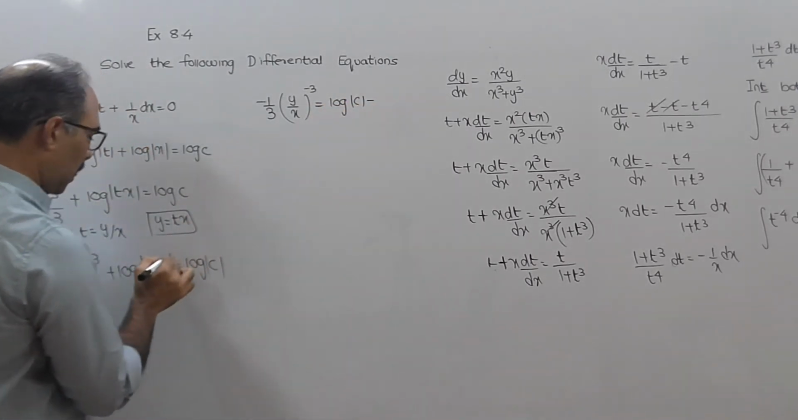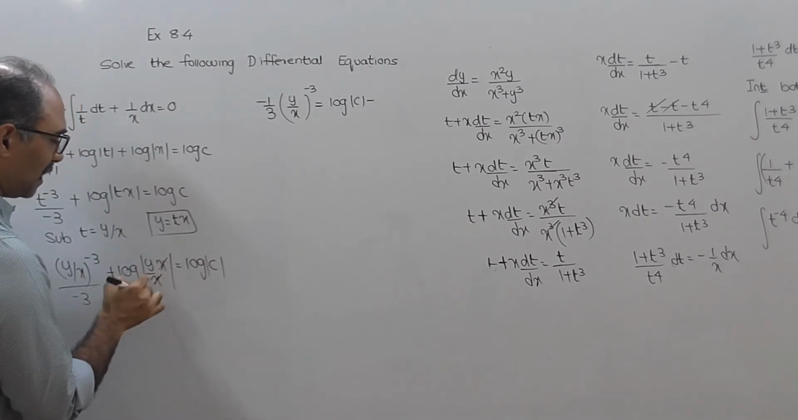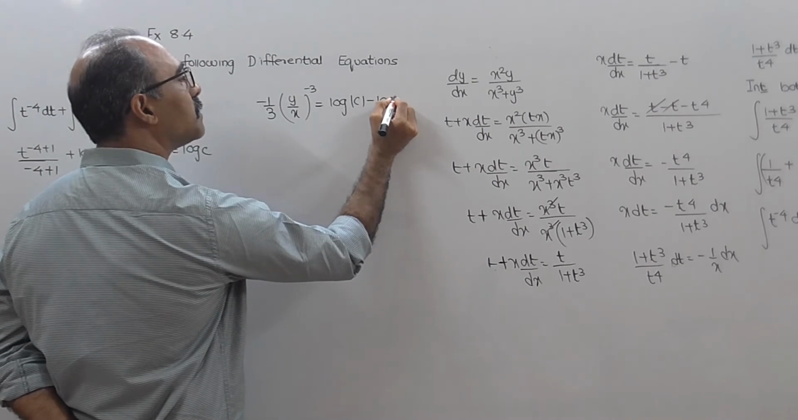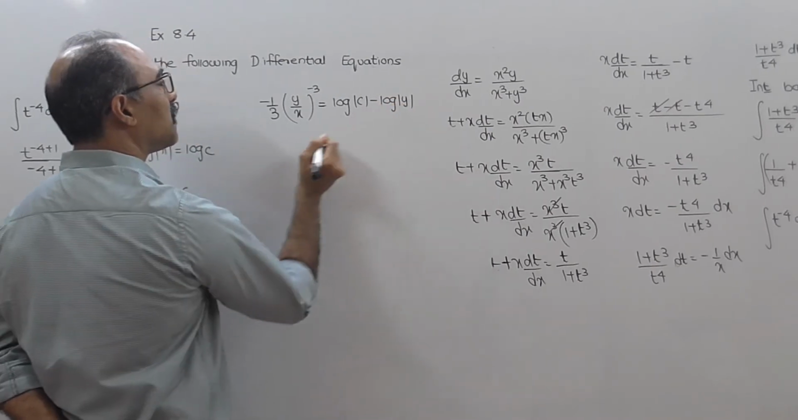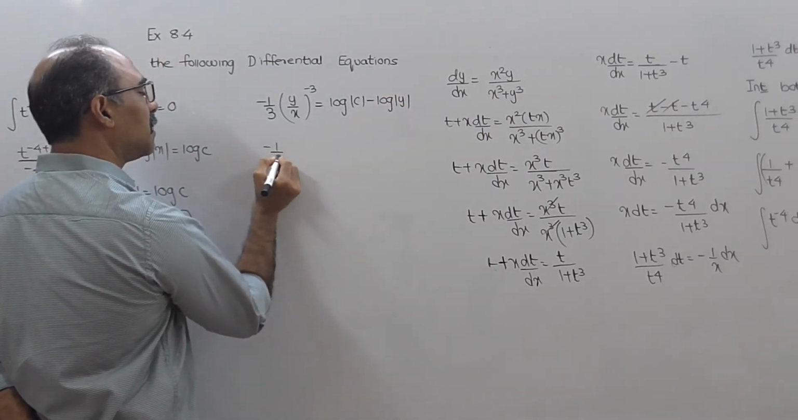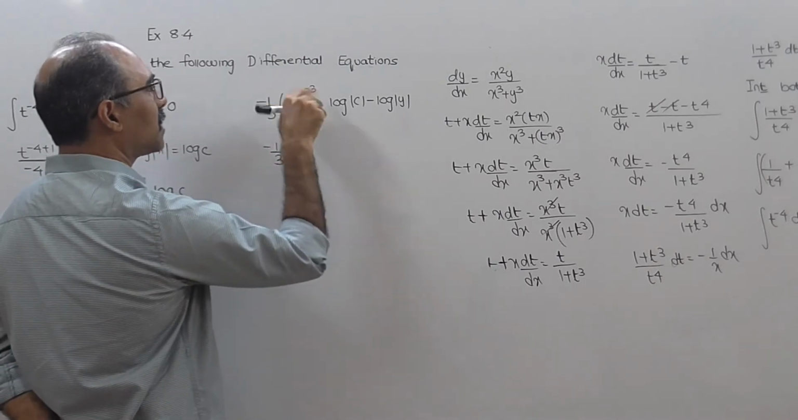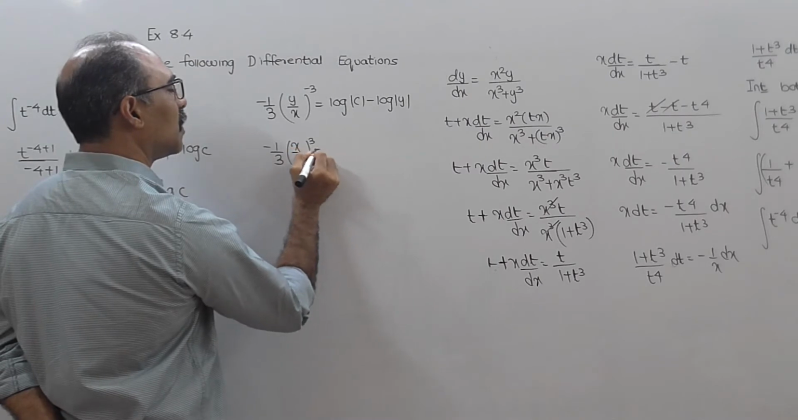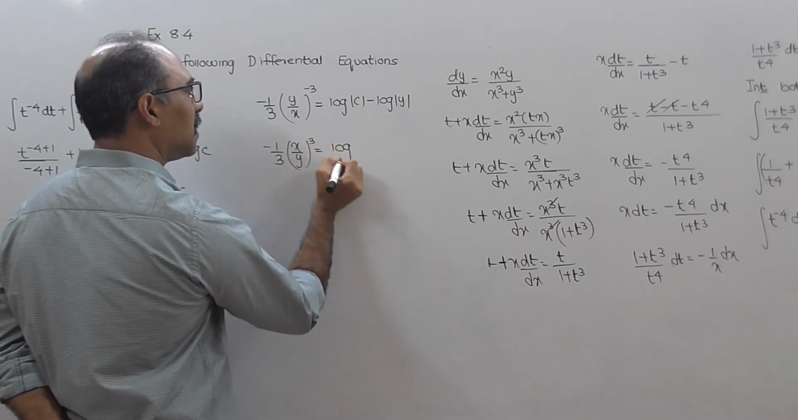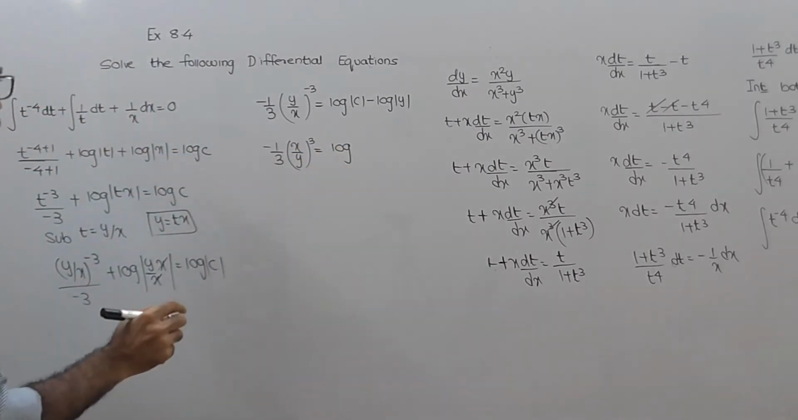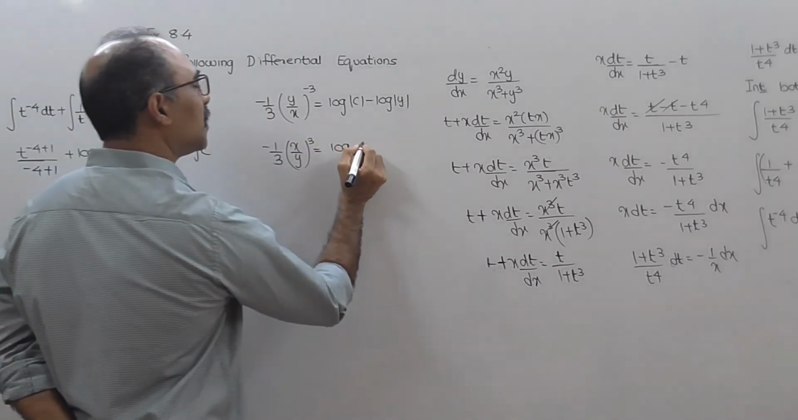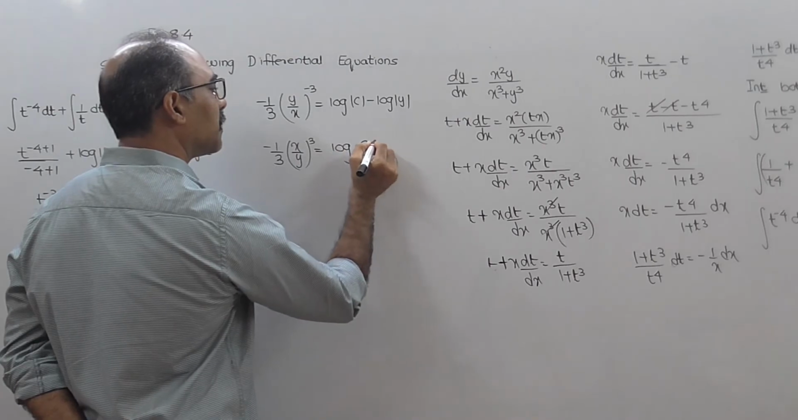Take the log to the other side, but cancel x and x, so you get minus log modulus of y. So we get minus 1 upon 3. y upon x, the whole raised to minus 3 will become x upon y, the whole raised to 3. And I think this is log a minus log b, which is equal to log of a by b.